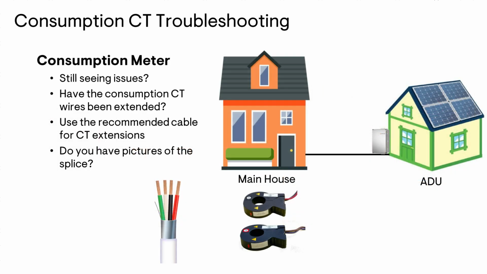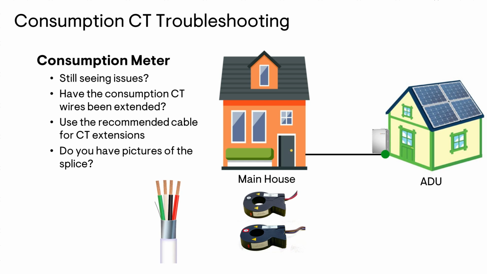But what if you still see them? In some installations, the consumption CT wires could have been extended if the distance between the gateway and the utility feeder lines were longer than the supplied CT wires. This should be noted somewhere on the installation design and should be confirmed before going to the site.